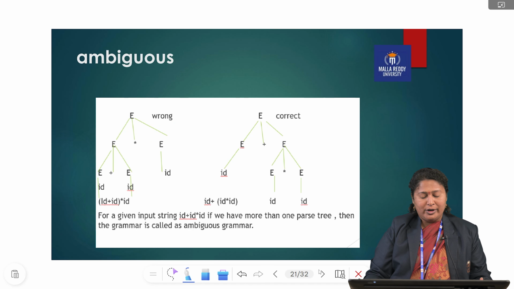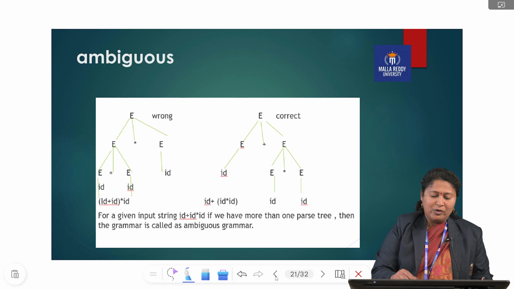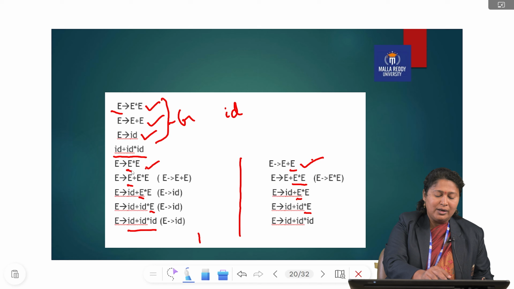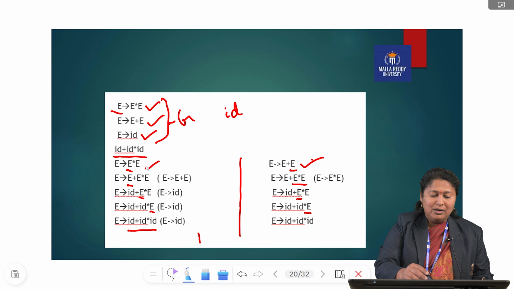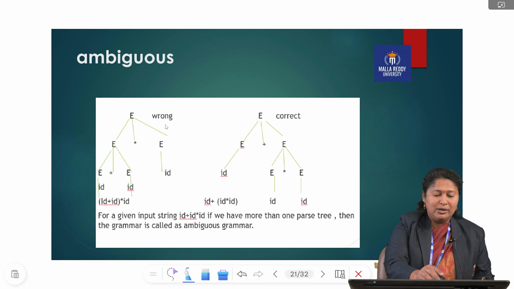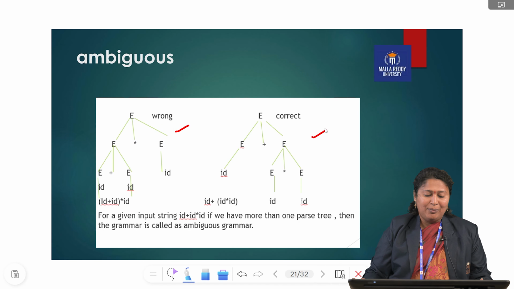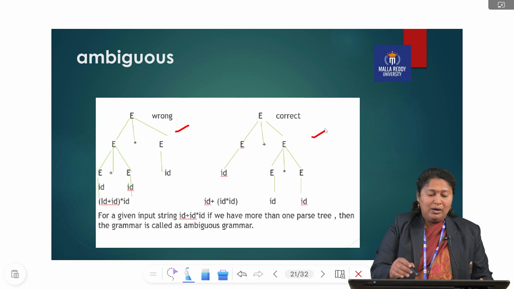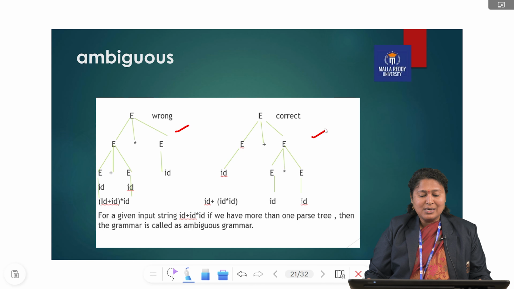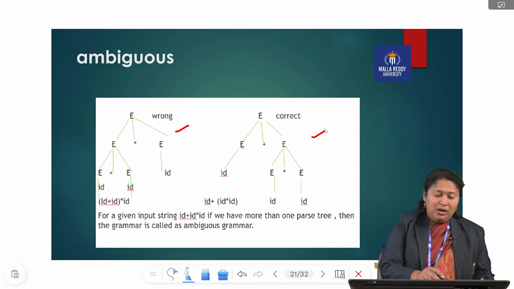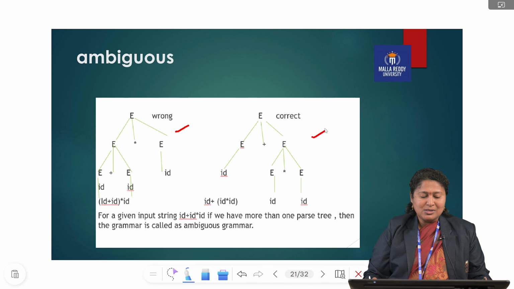So the grammar is ambiguous. Whatever string we have taken here, first it has taken E tends to E cross E, then here it has taken E tends to E plus E. So in both ways it is able to get this string. So here it is ambiguous. Your system will be confused about which way it should go, whether this way or that way.